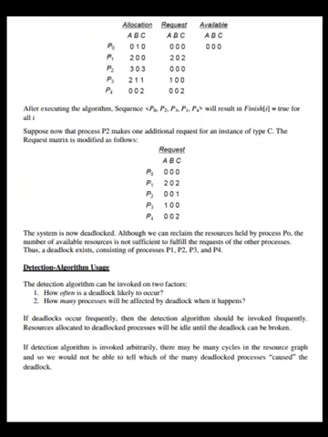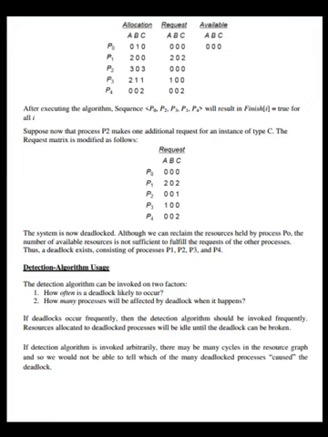See the figure. After executing the algorithm, the sequence P0, P2, P3, P1, P4 will result in Finish[i] equal to true for all i. Suppose now that process P2 makes one additional request for an instance of type C. The request matrix is modified as follows.